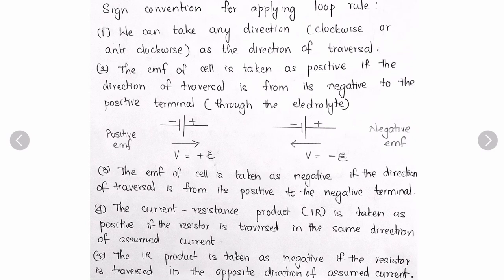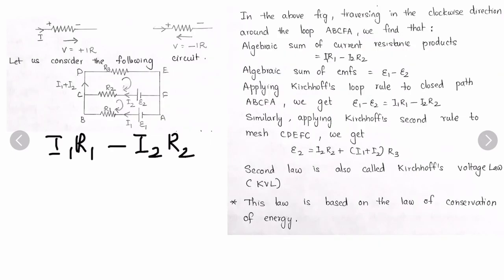So I have shown here, when you are coming from negative to positive, this EMF should be taken as positive, that is plus E. When you are coming from positive to negative, then the EMF should be taken as negative. With this notation, in this particular example, for E1 you are coming from negative to positive, so E1 is positive. For E2 you are going from positive to negative, so it becomes minus E2. Therefore, E1 minus E2 is the sum of the EMFs.